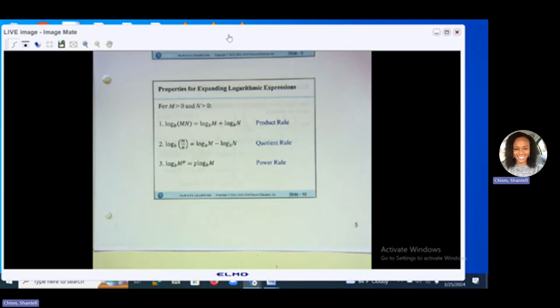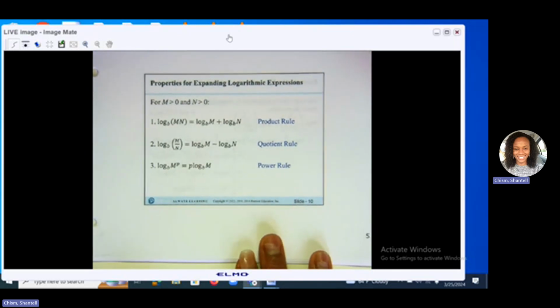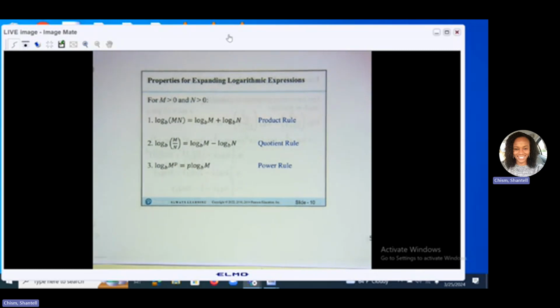Here are the properties just on a slide together, simplified here. Product rule, quotient rule, power rule. So there will be problems where you have to apply maybe 2 or perhaps all 3 of these properties, okay? So with the product rule, you'll notice that you'll see a product. You can expand it out as a sum. Quotient, you'll notice if you see a fraction or quotient, you can expand that out as a difference. And then if you see a power, you can write that as a product of that power times the log expression. Okay?